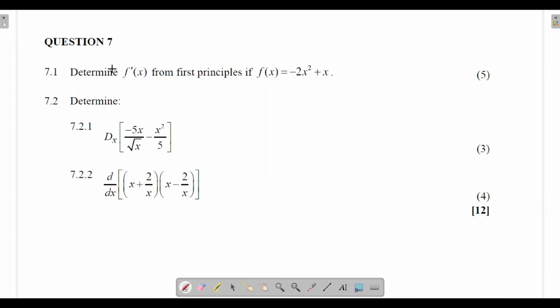And if you also struggle with where you're supposed to start in terms of applying the rules of differentiation to differentiate a given function, please make sure that you watch this entire video tutorial.